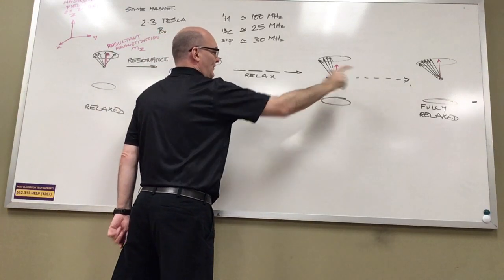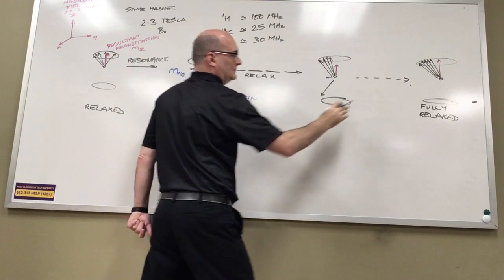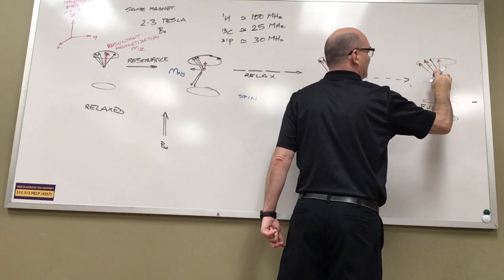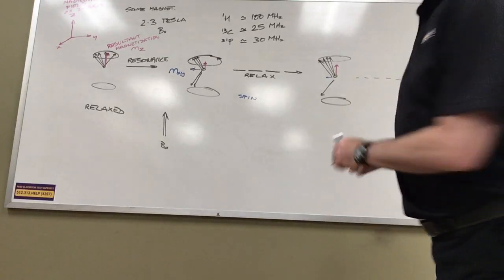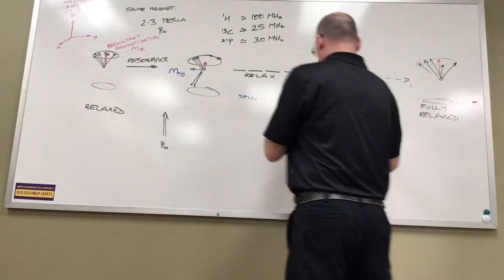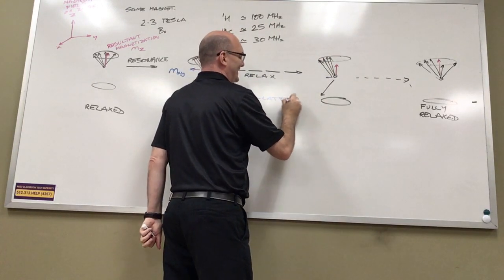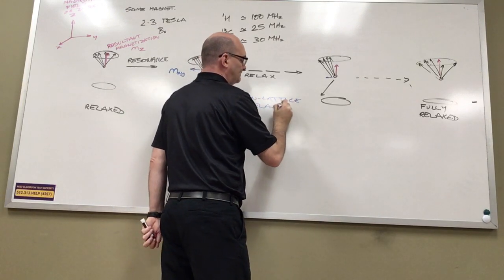This process of going away is called, actually, those are all still precessing. I've got to make that more random. This is called spin lattice relaxation.